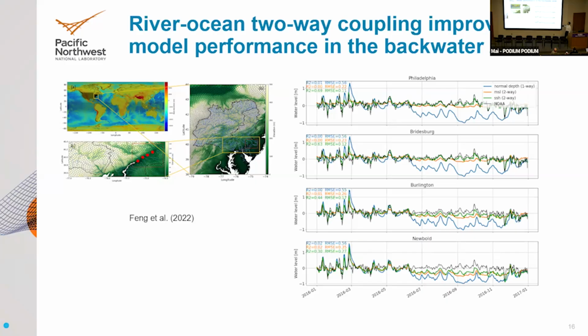At the downstream gauges, where the tidal signal is strong, such as in Philadelphia, we can see that only the two-way coupling scheme can capture the observed water level. But at the more upstream gauges, such as Newport, where the signal of runoff becomes stronger, the difference between the one-way coupling scheme and the two-way coupling scheme becomes smaller.